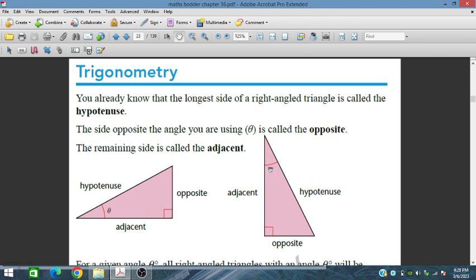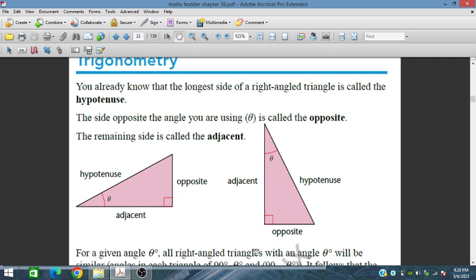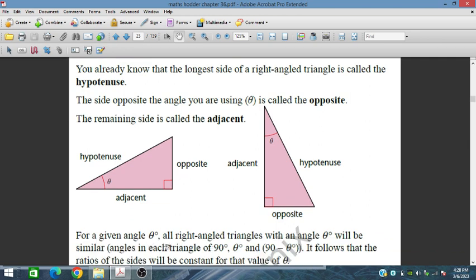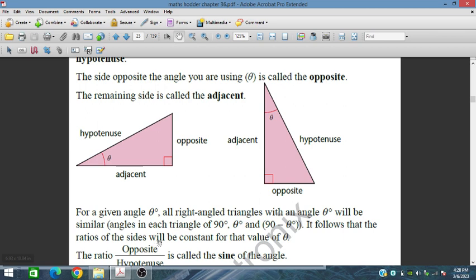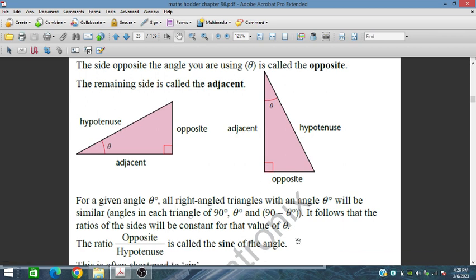Similarly, if we consider this angle, then this is adjacent, and the side opposite this angle is called opposite, and the longest side is called hypotenuse. For a given angle theta, all right angle triangles with the angle theta will be similar, and it follows that the ratio of the sides will be constant for all values of theta.